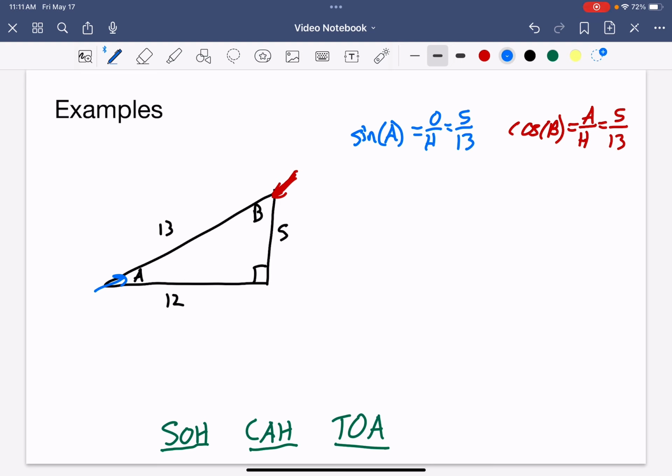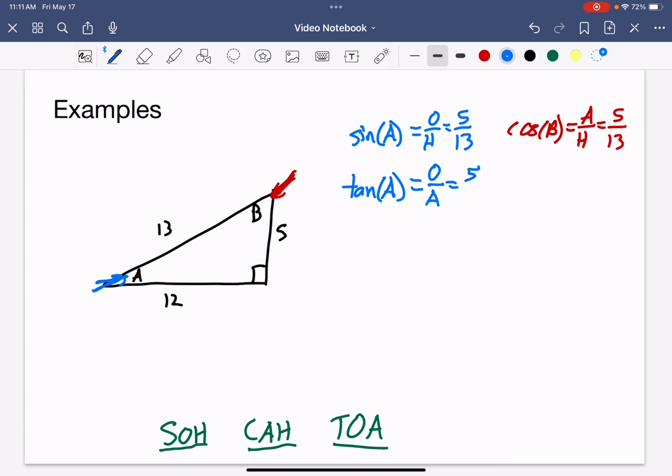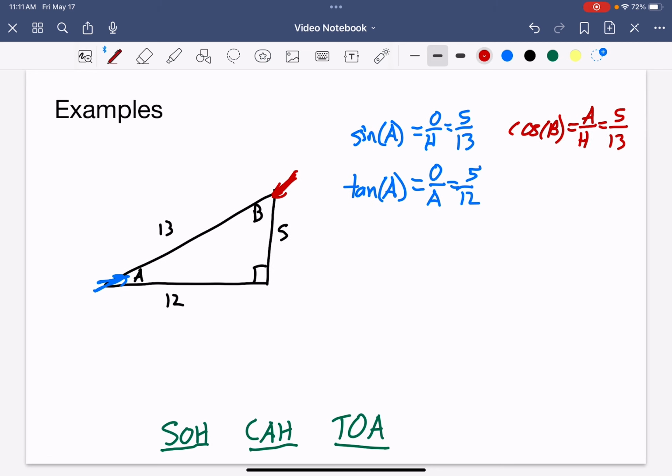All right, and then just to do another example, let's say I want the tangent of A. Well, tangent is supposed to be the opposite over the adjacent. And so from perspective A, that's 5 over 12. I go to angle B and I do the tangent there. Still the same ratio, opposite over adjacent, but what has changed is my perspective. And so that's going to give me 12 over 5.